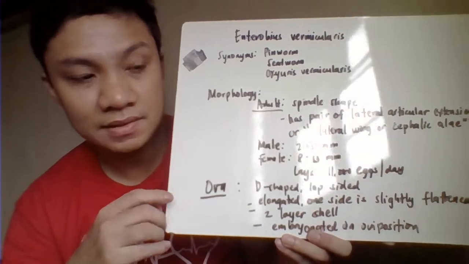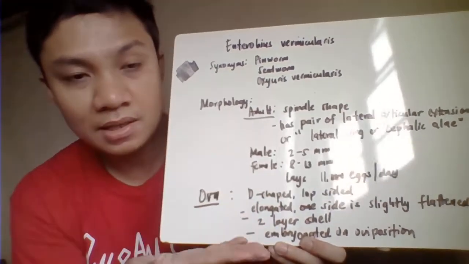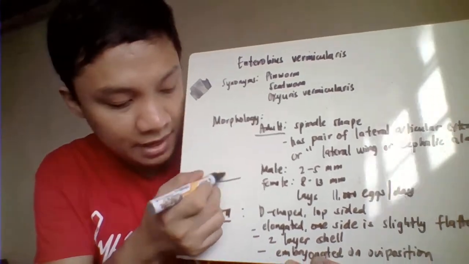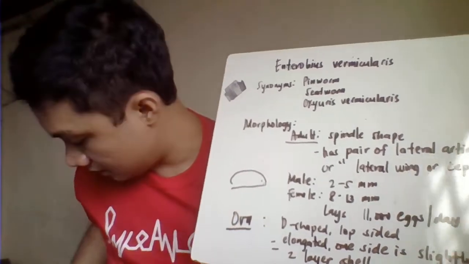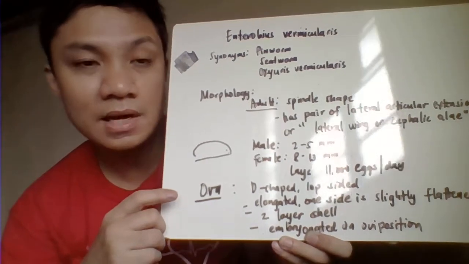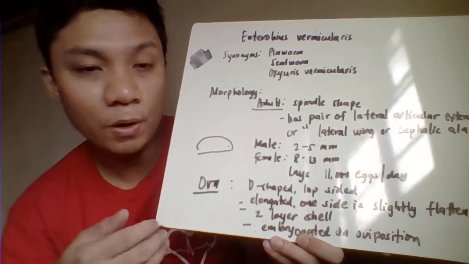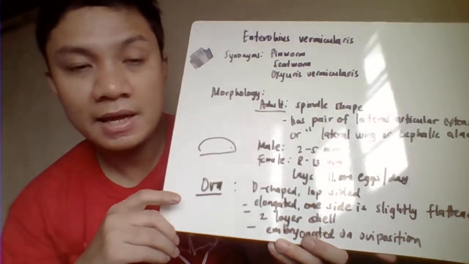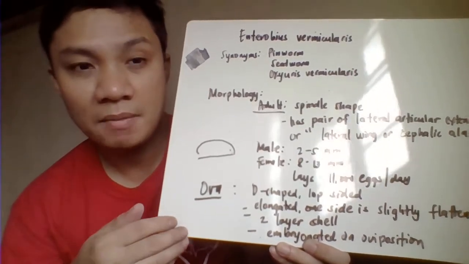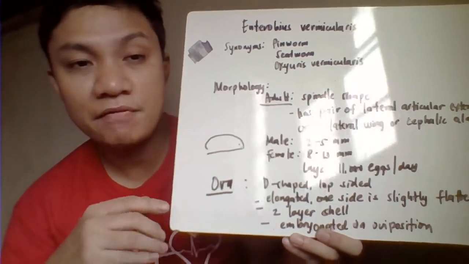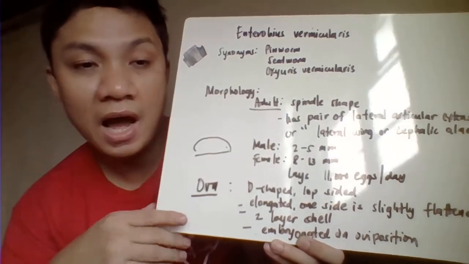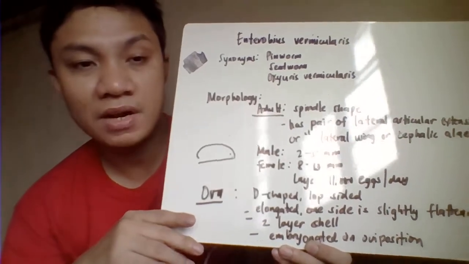It's D-shaped because one side is flattened and the other one is elongated. This is a two-layer eggshell or double-walled eggshell. The ova here is already partly embryonated, and approximately a few hours after oviposition it would already embryonate and hatch easily. It doesn't require soil to embryonate.